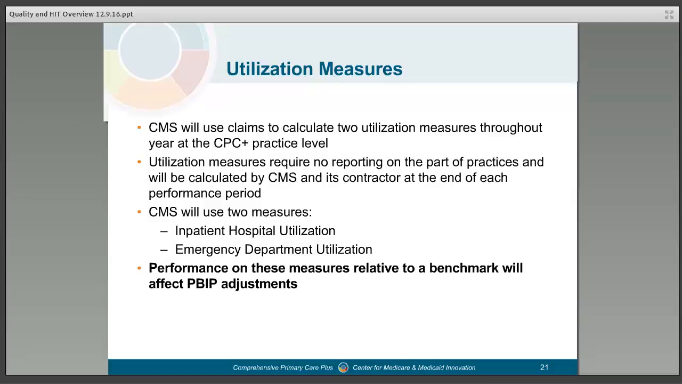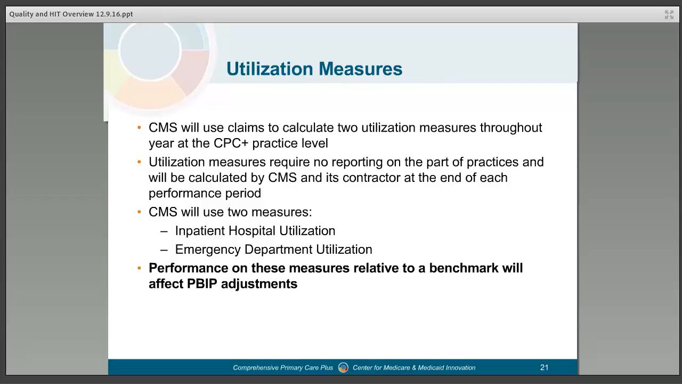So with regards to utilization measures, we have two utilization measures that will be used throughout the first year of CPC+. And these utilization measures are being calculated at the practice level. They are an inpatient hospital utilization measure and an emergency department utilization measure. We are calculating these measures using claims, so there's nothing for you to do here. There's no reporting requirement at all. We assess those for you and make a determination of whether or not you are meeting a certain standard.